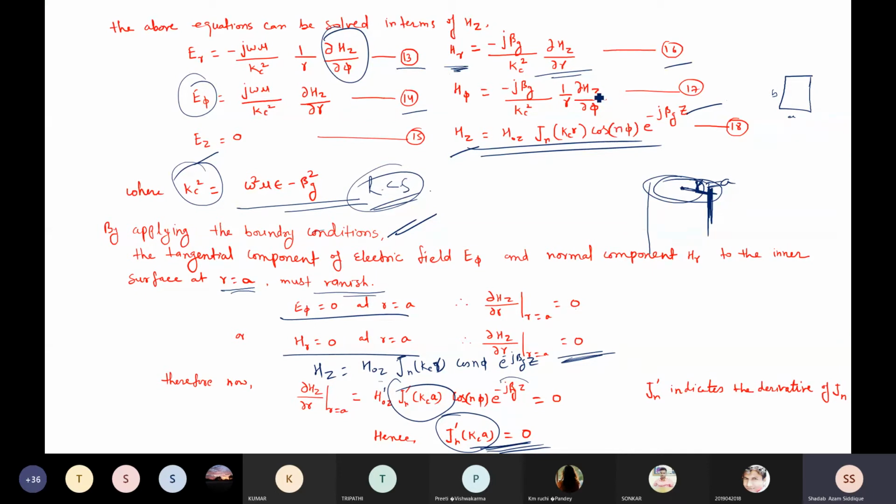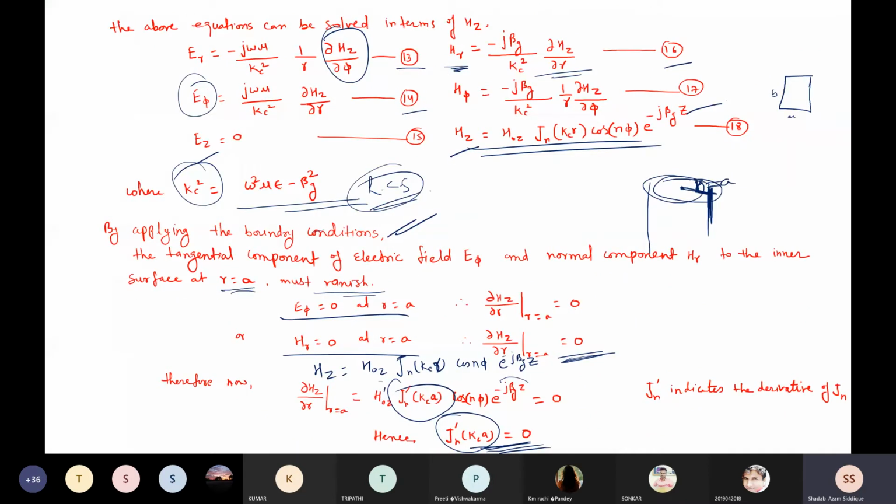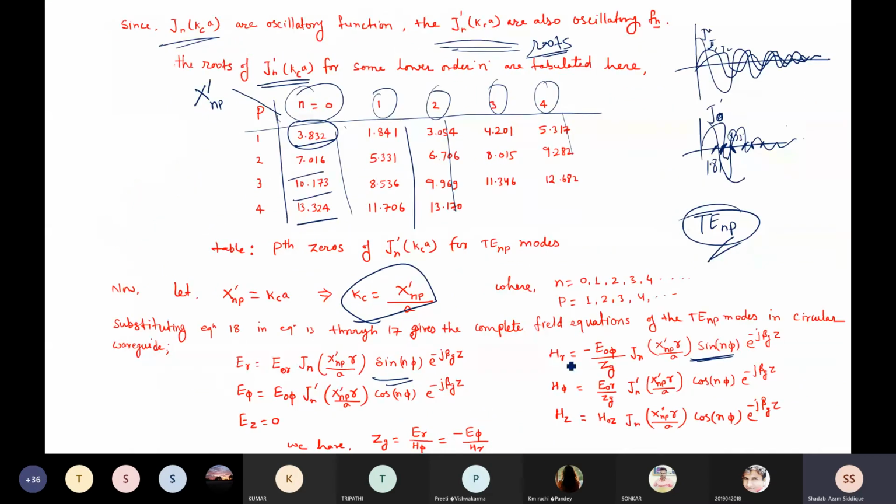Similarly, H phi is also differentiated in terms of phi, so Hr also you should get in terms of sine phi. H phi or Hr? It is wrong here, right? It should be H phi that should be equal to sine n phi. This is sine n phi, and this is cos n phi. That will be as it is.